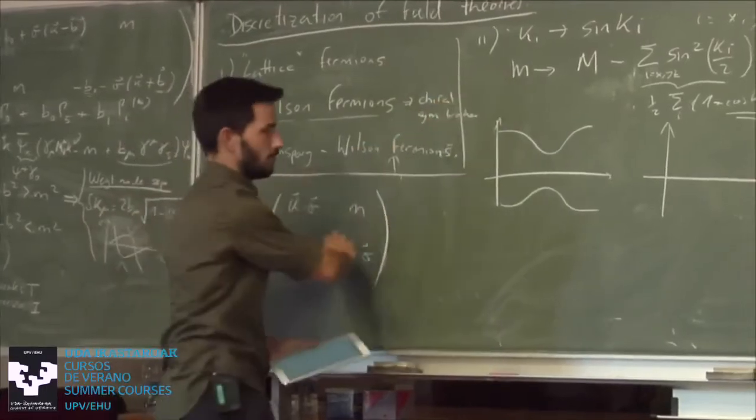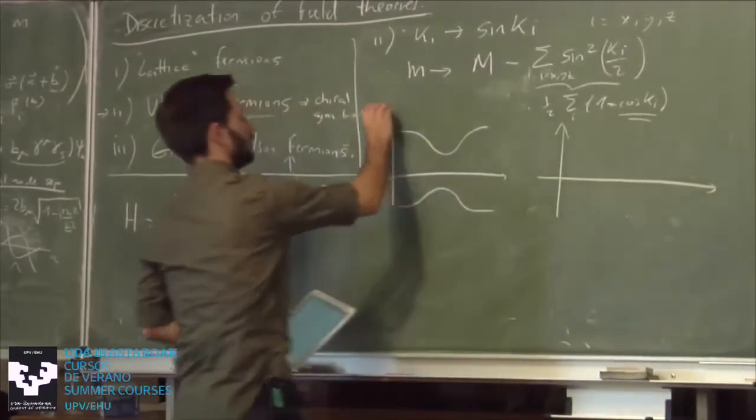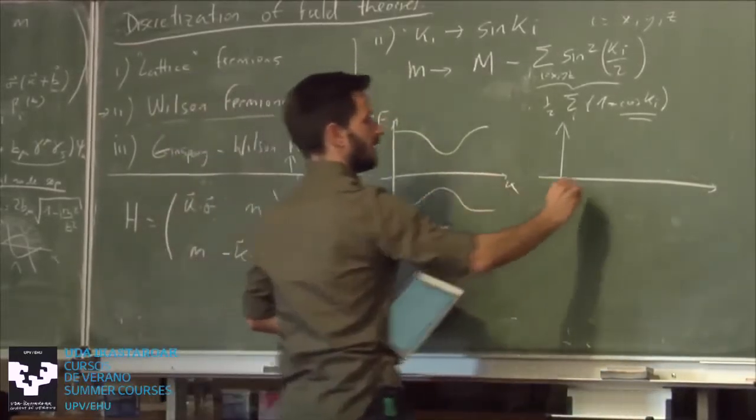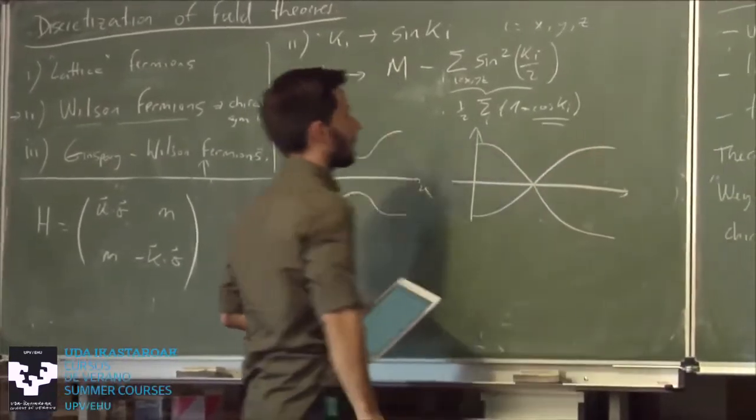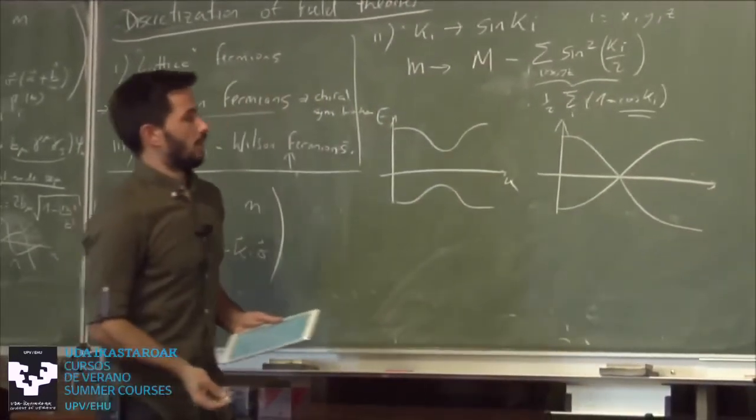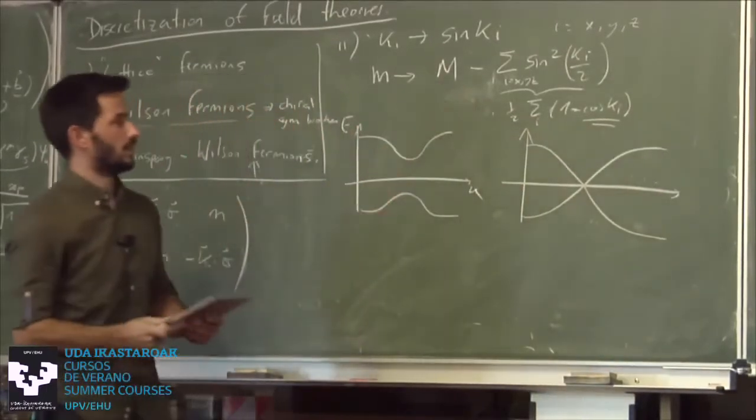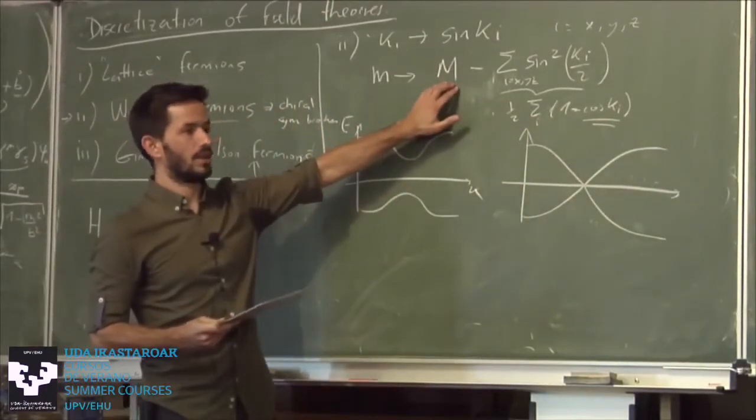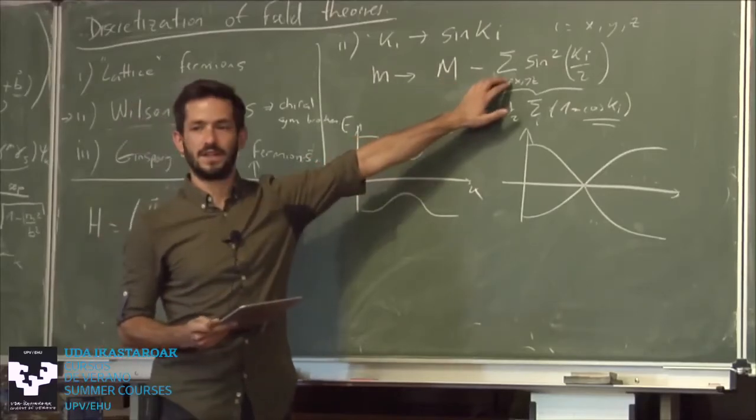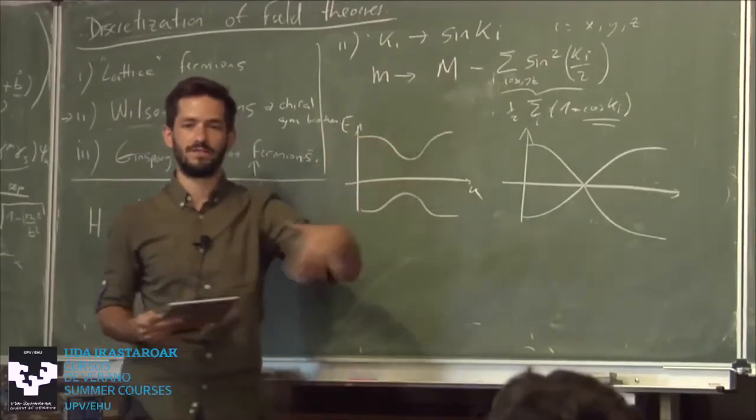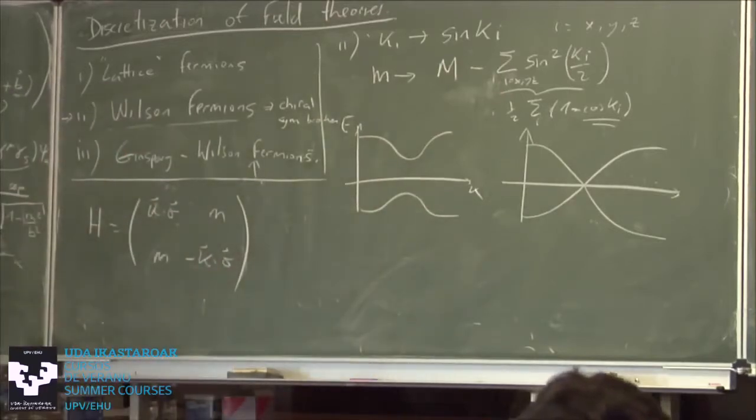So you apply this map to the Hamiltonian that's down there. You diagonalize it, and you find that you can find a dispersion that goes like this. But here you're sacrificing chiral symmetry because, even though this parameter is 0, this is not, and so I cannot define this gamma 5 that we defined yesterday.